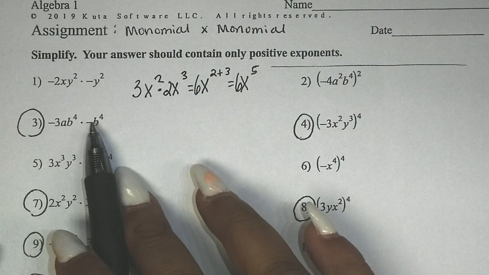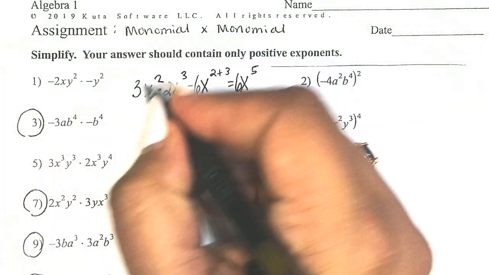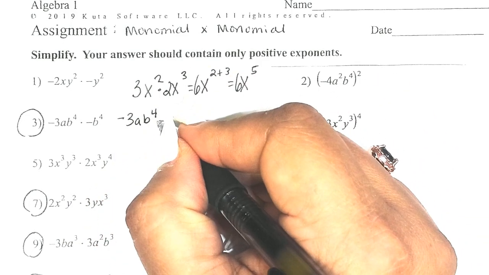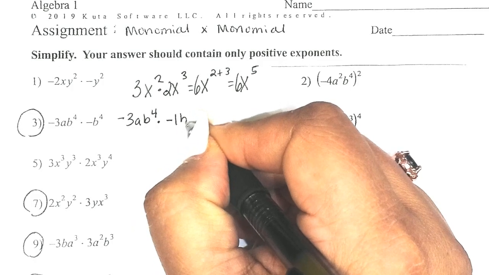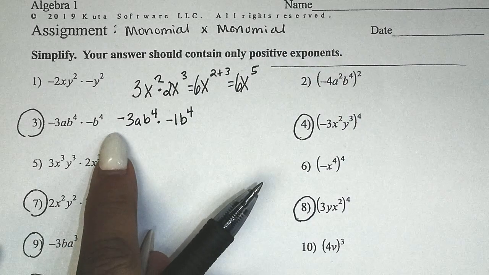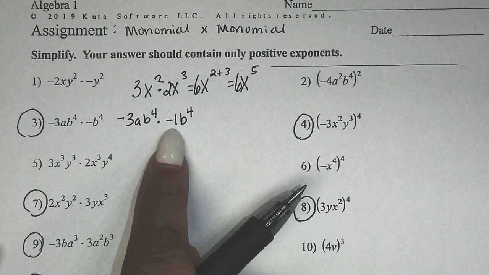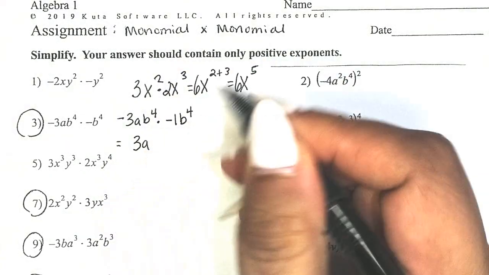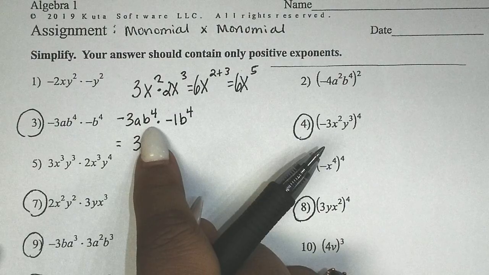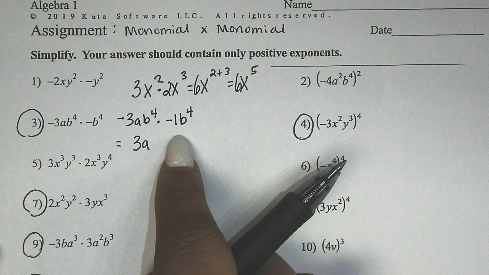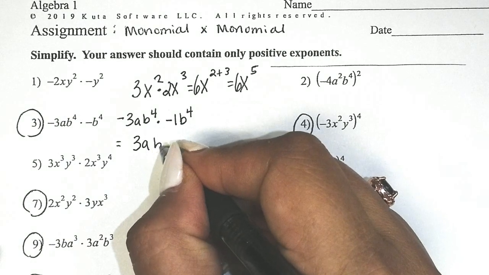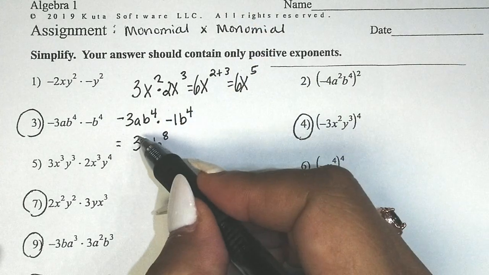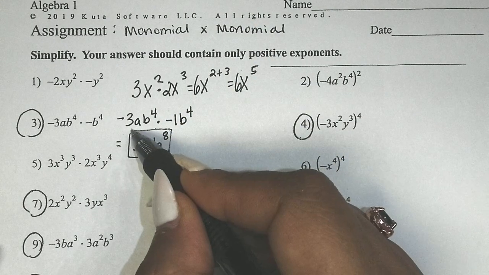All right, so let's look over here on number 3. We got negative 3 times negative 1. So you can rewrite this as negative 3a times b to the 4, times negative 1b to the 4. Your numbers in the front here are negative 3 times negative 1, which is positive 3. And I don't have another a to multiply to this a, but I have b to the 4 times b to the 4, which is b to the 8, because I add these exponents together. So my end product is going to be 3ab to the 8.